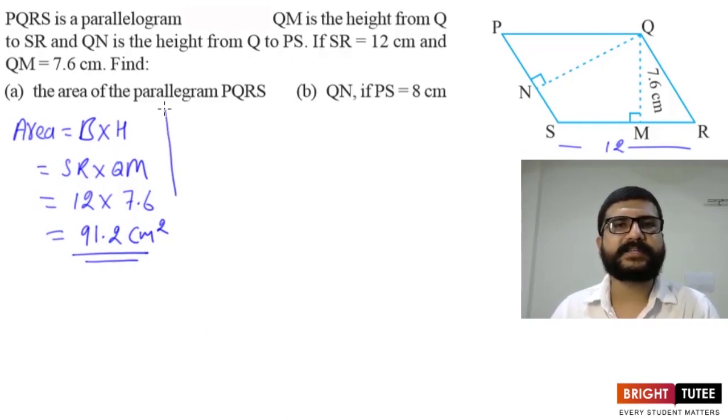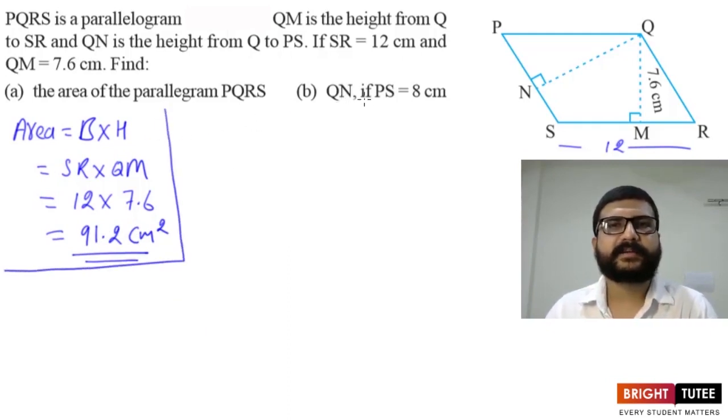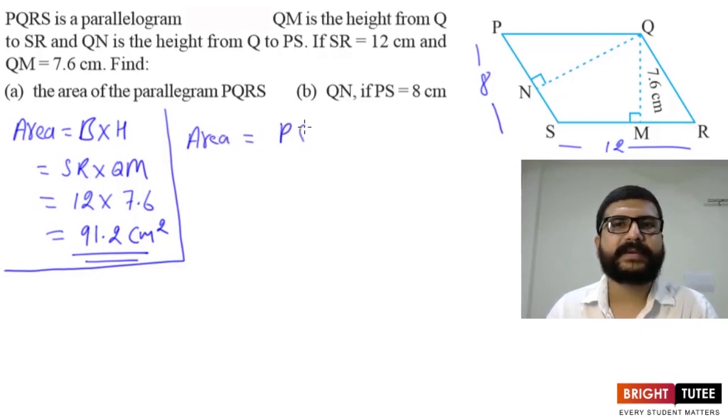Now the second part of the question is, if PS is equal to 8 centimeters, that is this side is 8 centimeters, we have to find QN. Now again we will use formula for area. Now area is equal to PS into QN. This time we considered PS as a base and QN as the height. Whichever side we consider as a base, area of the parallelogram will always be same only. So here area we already know it is 91.2. This will be equal to PS into QN. QN we have to find and PS is 8. So this will become 8 QN.